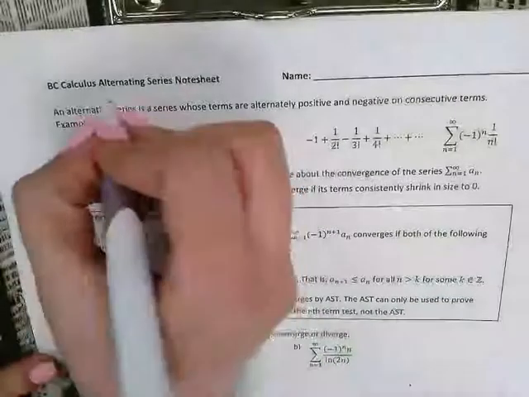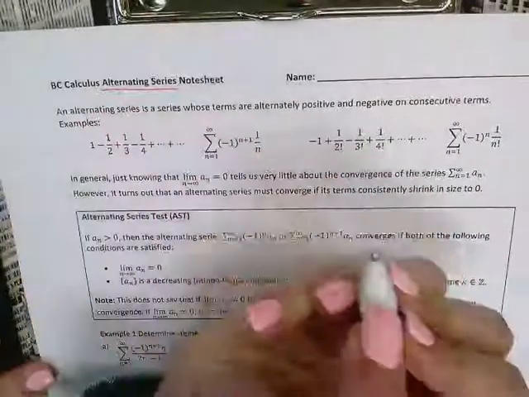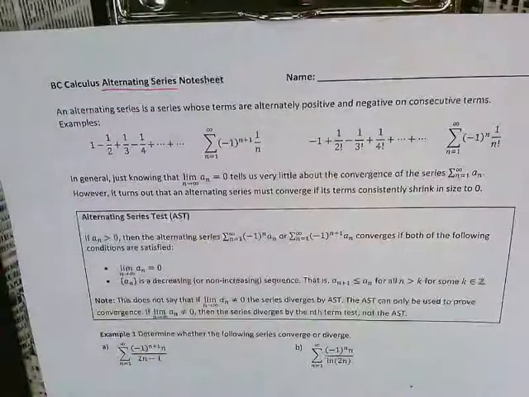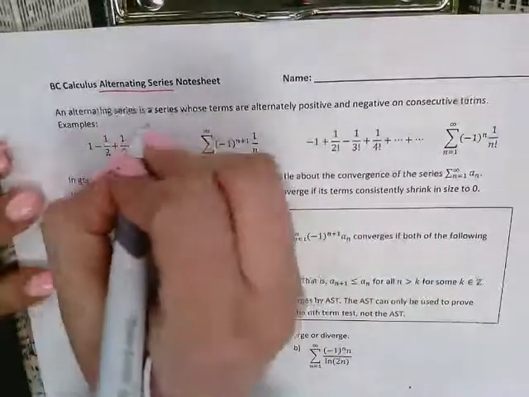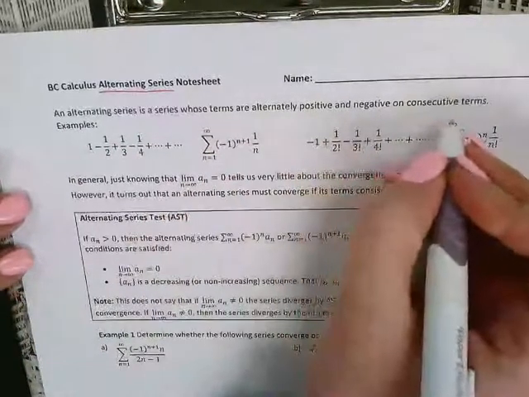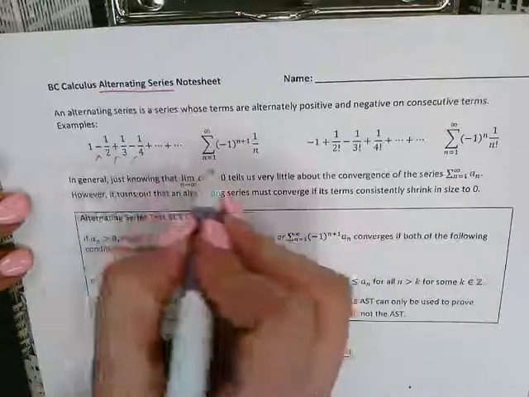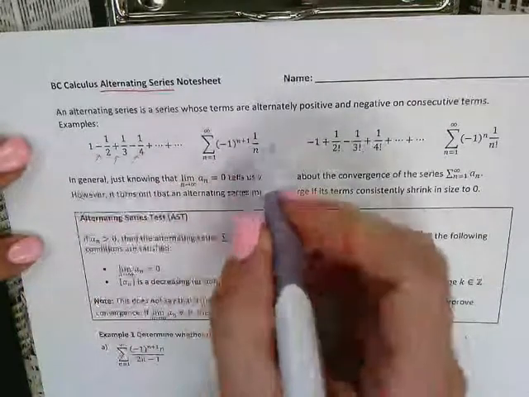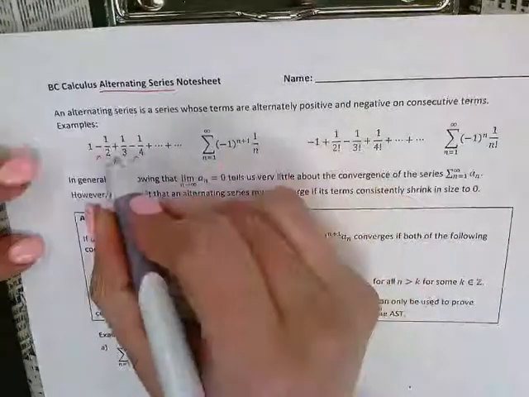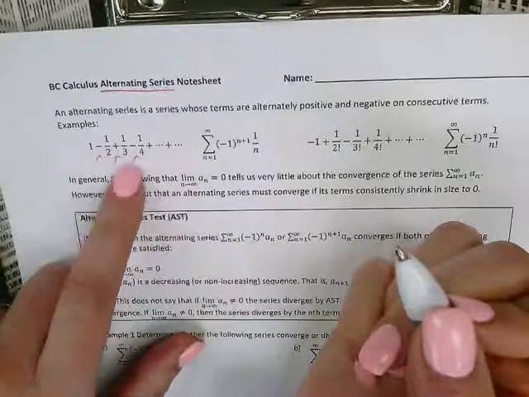All right, so the last thing that we're going to do with the series notes is the alternating series test. You're going to like this one because it's pretty straightforward. Anyways, an alternating series is a series whose terms are alternately positive and negative on consecutive terms, right? Positive, negative, positive, negative. And remember that if you're given the series written like this, you can see right away that it's negative, positive, negative, positive.